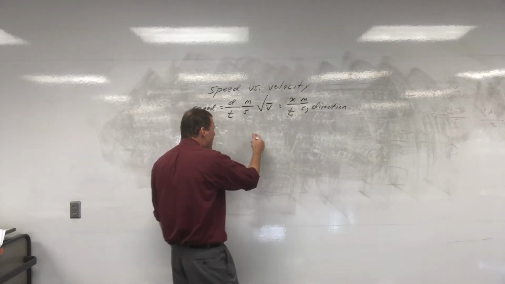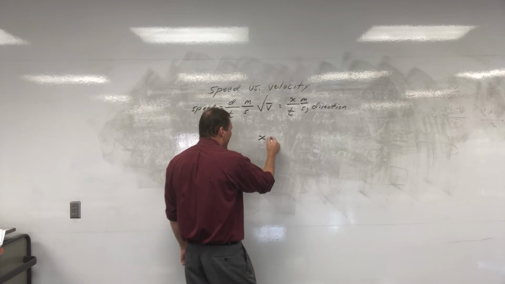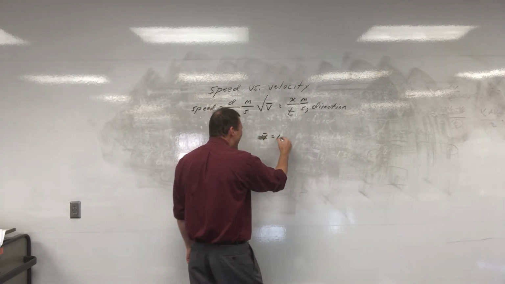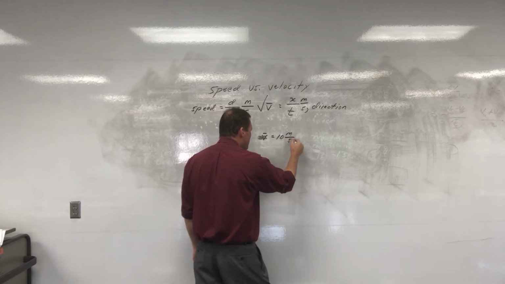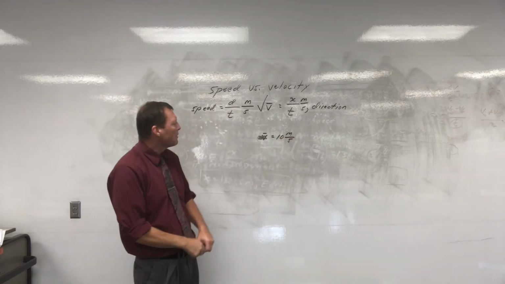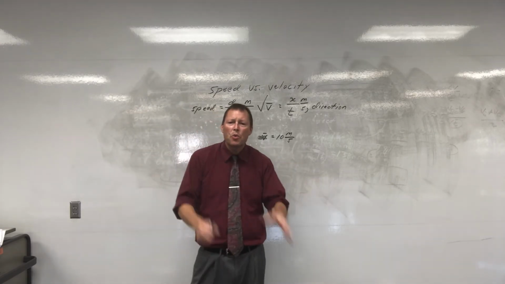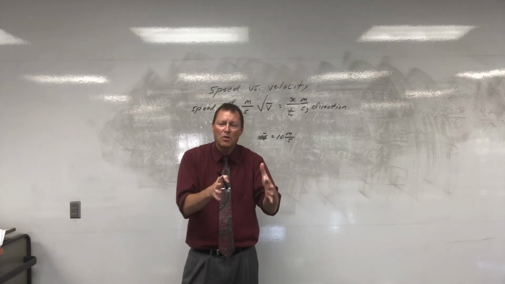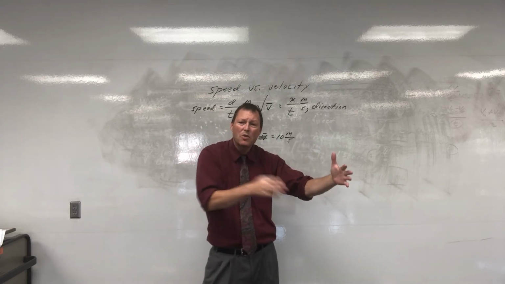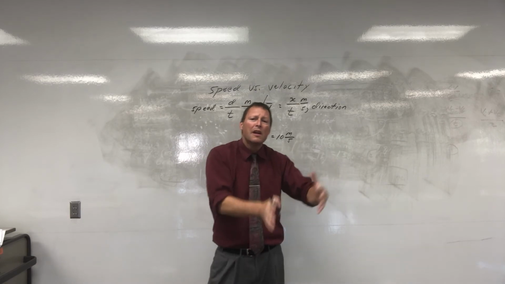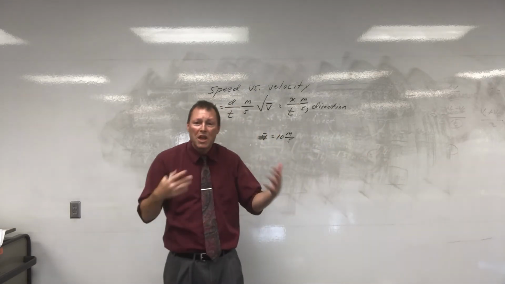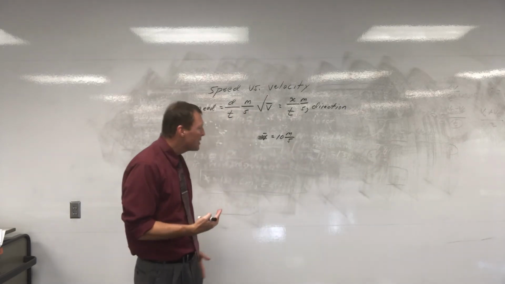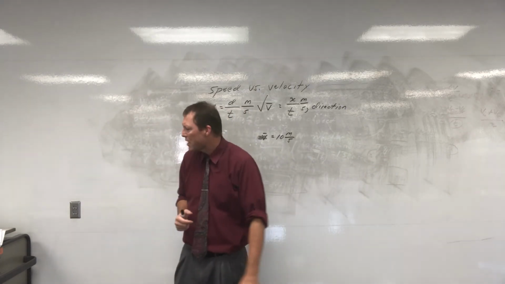So if I say a car is traveling at 10 meters per second, what does that mean? That means that the car is traveling 10 meters each and every second. So during the first second, it goes 10 meters. During the next second, it goes 10 more meters, so now it's 20. During the next second, it goes 10 more meters, so now we're at the 30 mark, and so on and so forth. So that's what that actually means.